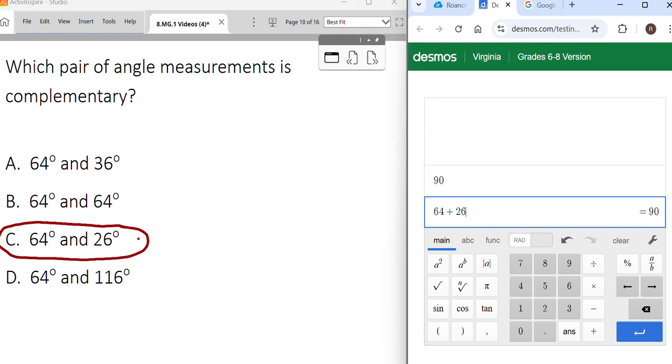But just in case, I am going to go ahead and try the last one to make sure that that doesn't give me 90. It does not. It gives me 180.